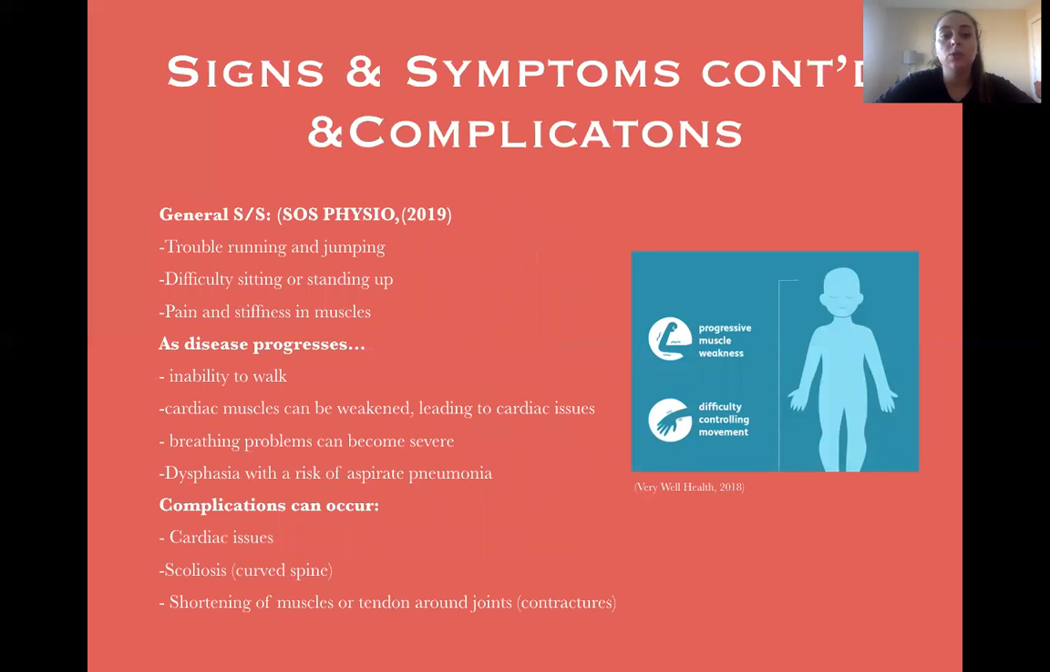Signs and symptoms. These are just going to be very general. The next slide goes into a lot more depth. So generally, they're going to have trouble running, jumping, sitting, standing. A lot of them are going to complain of pain and stiffness in the muscles. As the disease progresses, since it is a progressive disease, they are going to have harder times walking. Cardiac muscles become weaker, which can lead to a lot of cardiac issues. A lot of them have breathing problems, and a lot of them experience dysphagia. Complications can occur, such as scoliosis, shortening of muscles, and cardiac issues.